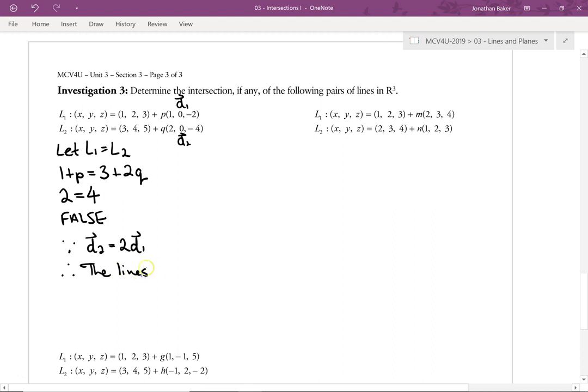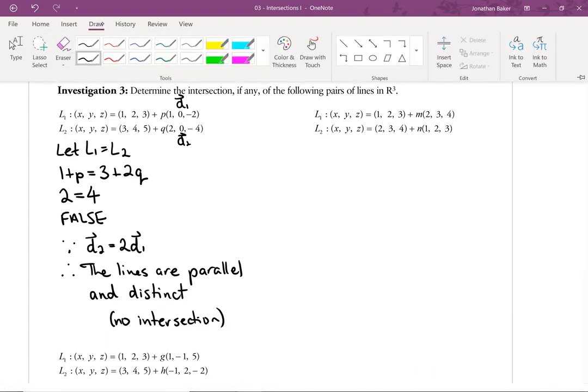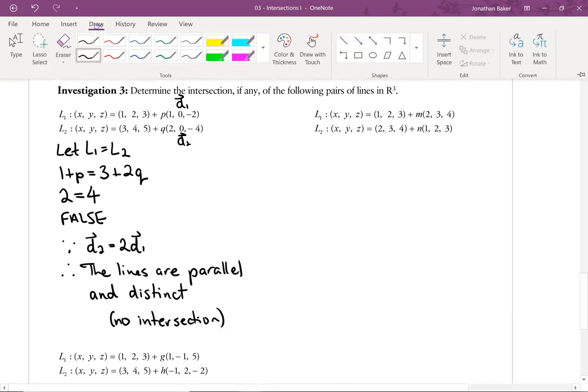are not skew, they are parallel and distinct. And of course this means that there is no intersection. Okay, let's look at the next one.